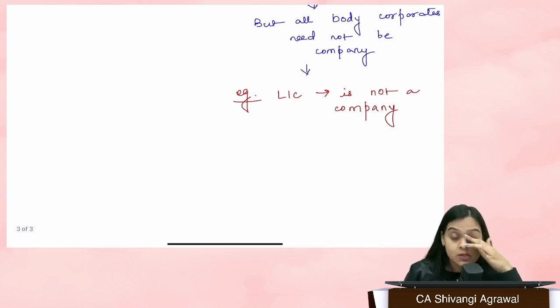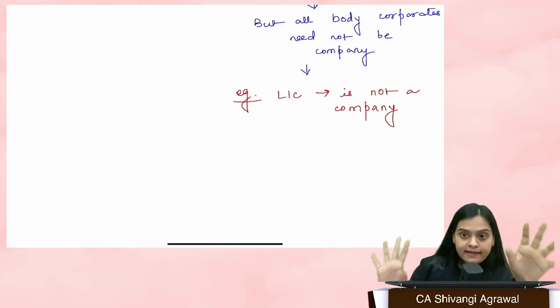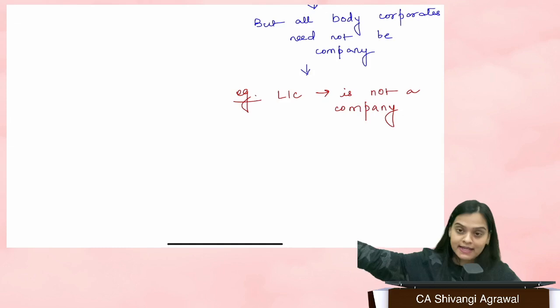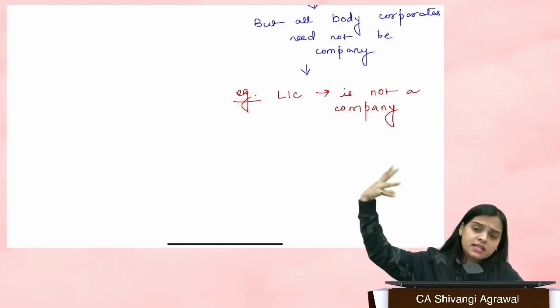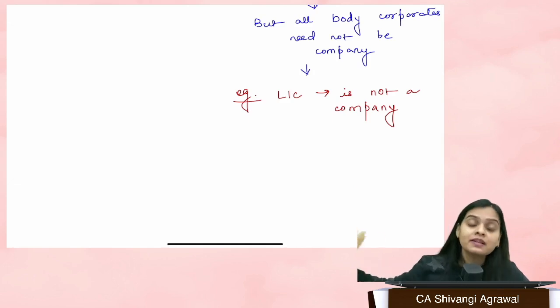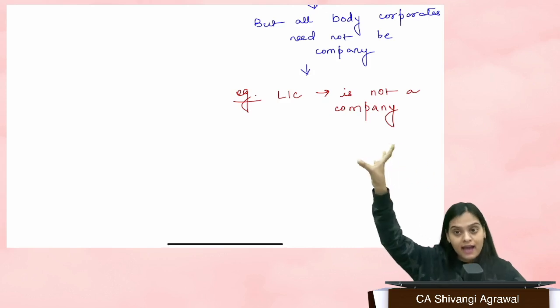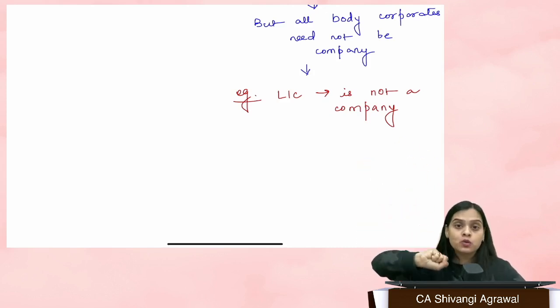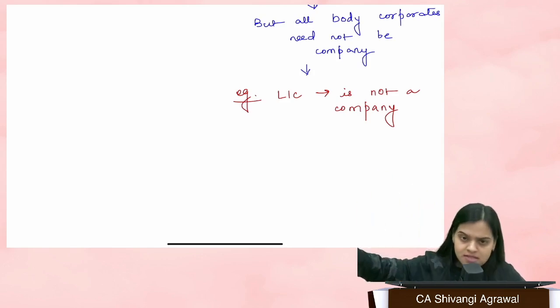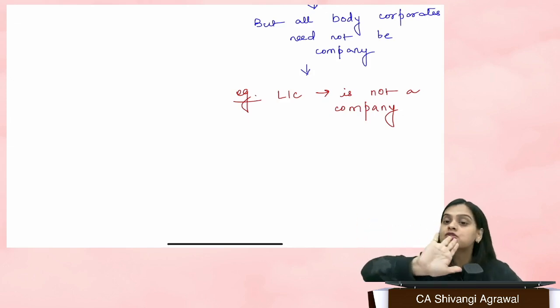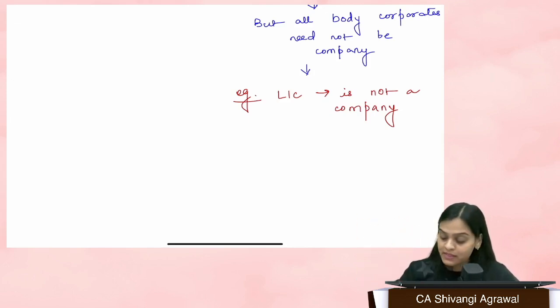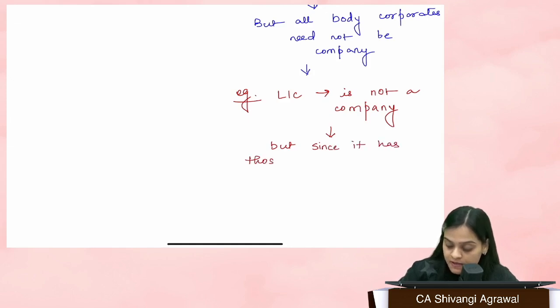LIC is not a company, but it is a government owned entity, right? We all know that. Although there was an LIC Act, and under that act, there was power given to central government to establish such an entity. It is not a company registered under Companies Act. LIC is not a company, but since it has those features, it is a body corporate.